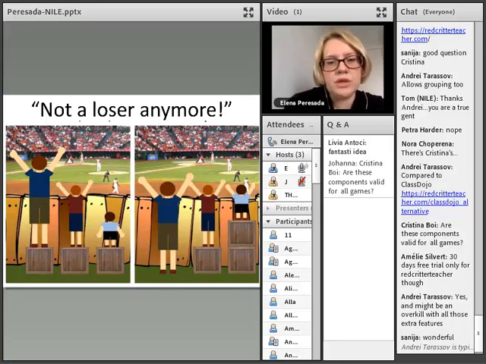Okay, we've got a question from Christina. Are these components valid for all games? Yes, they are valid for all games, but when you start thinking about your particular case, you don't have to use all of these elements or all of these components at once. You just think about 1 or 2 behavior changes that you want in your students.